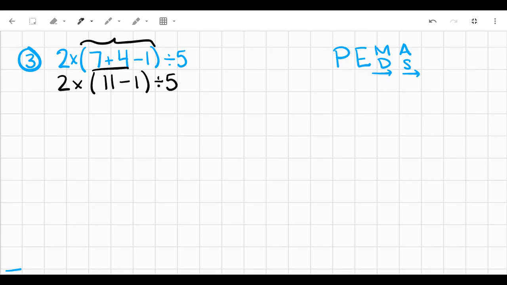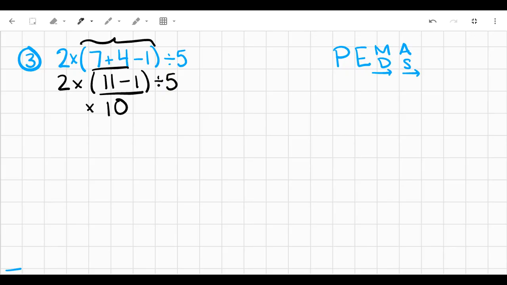Now I have to finish my parentheses, so I have 11 minus 1 equals 10. And I have to bring down my times 2 and my divide by 5. Now, I've done parentheses. I don't have any exponents. I have multiplication, division. Well, I have both, but multiplication comes first left to right, so I'm going to solve that part first. 2 times 10 is 20, and I'm going to bring down my divide by 5.